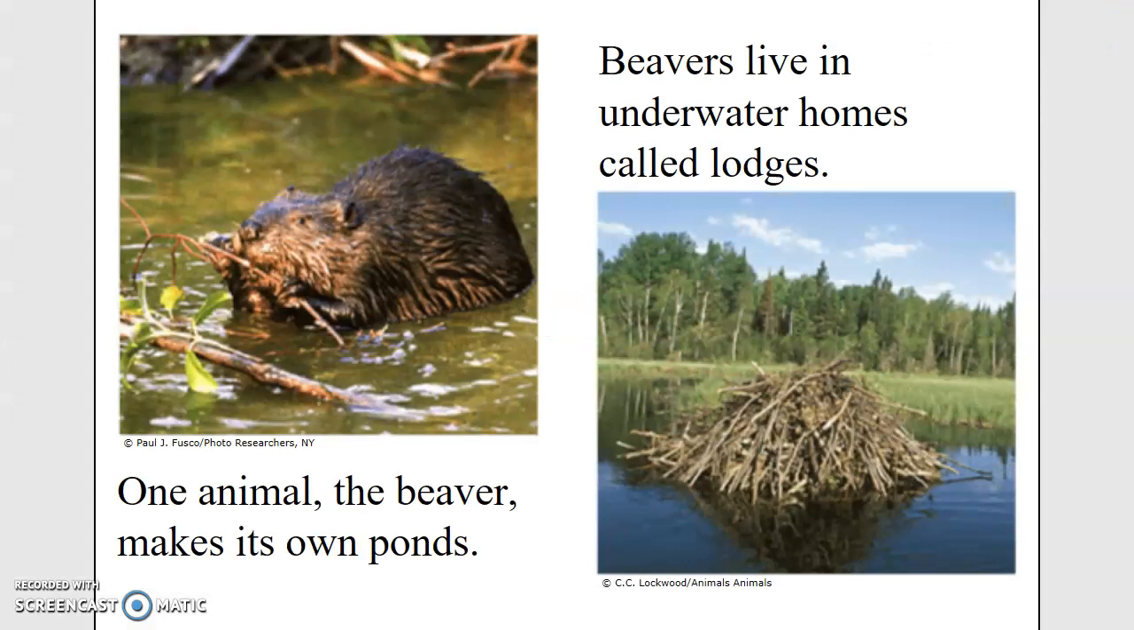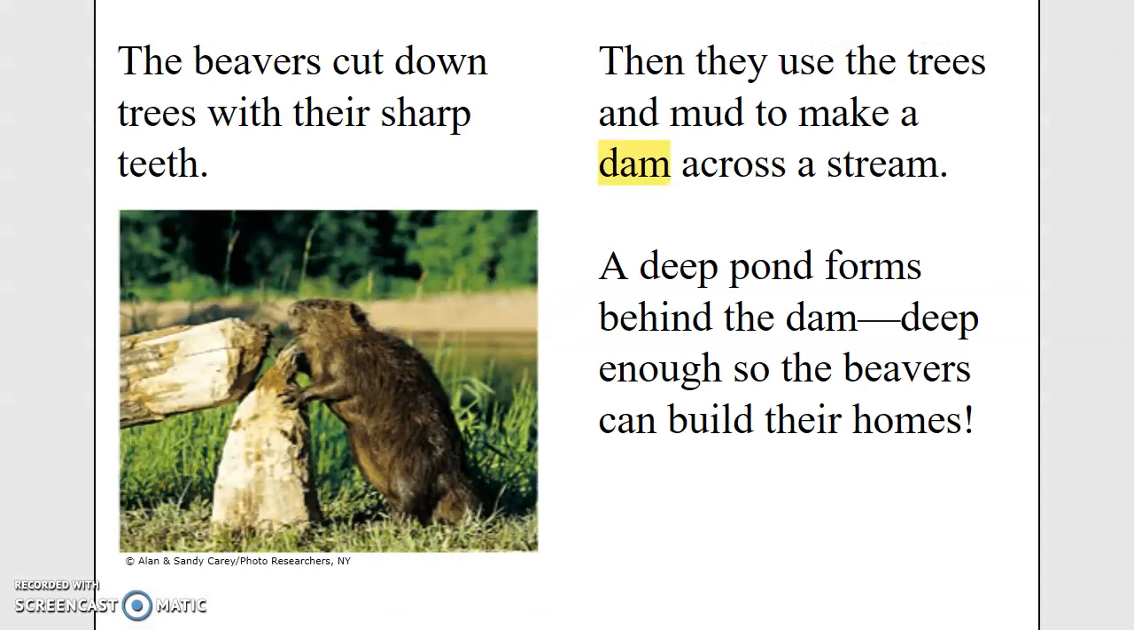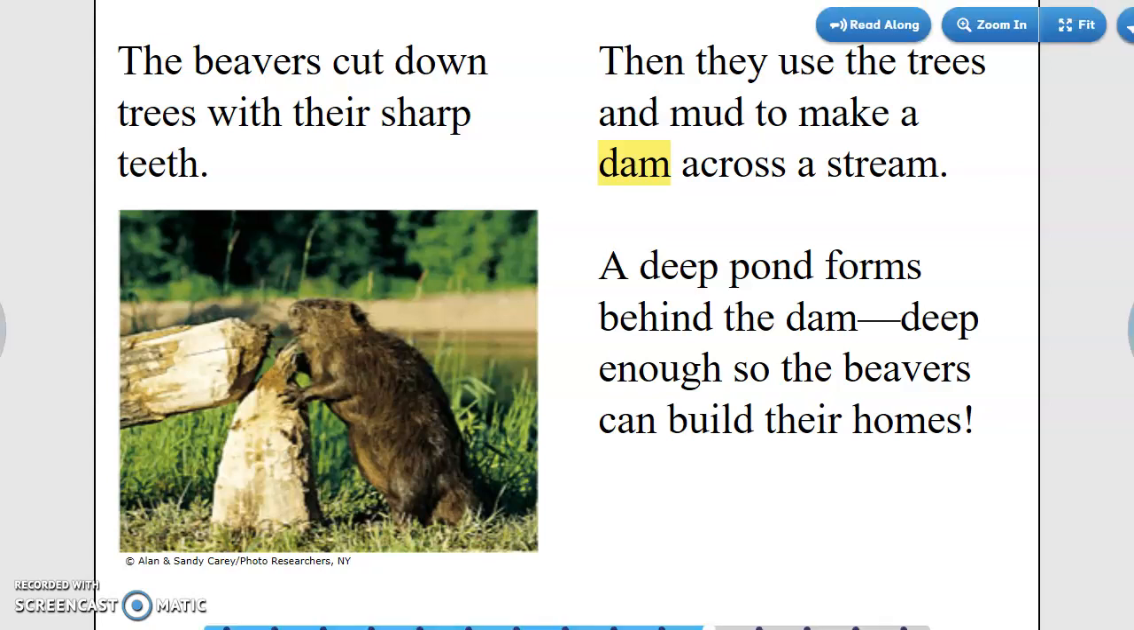One animal, the beaver, makes its own ponds. Beavers live in underwater homes called lodges. The beavers cut down trees with their sharp teeth. Then they use the trees and mud to make a dam across a stream. A deep pond forms behind the dam, deep enough so the beavers can build their homes.